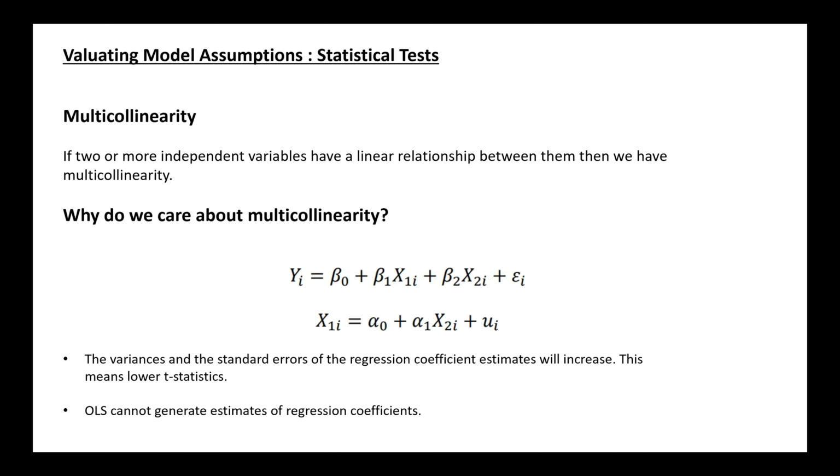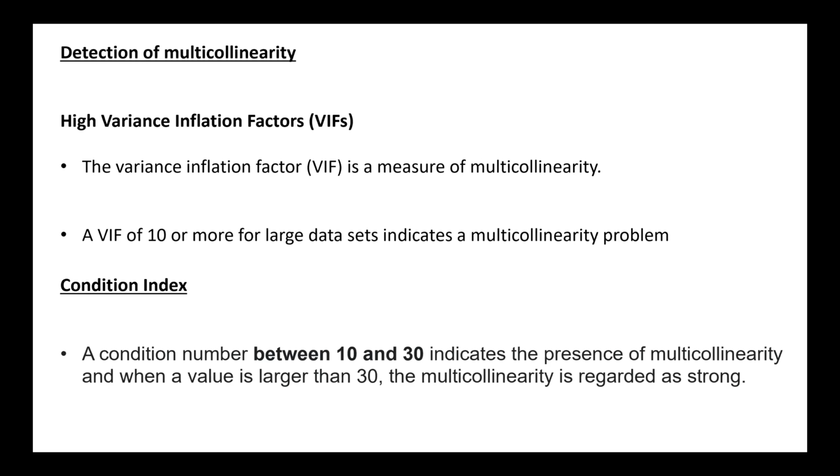So by ordinary least squares, we cannot generate estimates of regression coefficients. If we cannot do that, we might have an algorithm that will lead us to wrong conclusions, and we don't want that. So how can we detect multicollinearity using SAS? We have various ways we can do that. One of those ways is by looking into the VIF values and condition index.